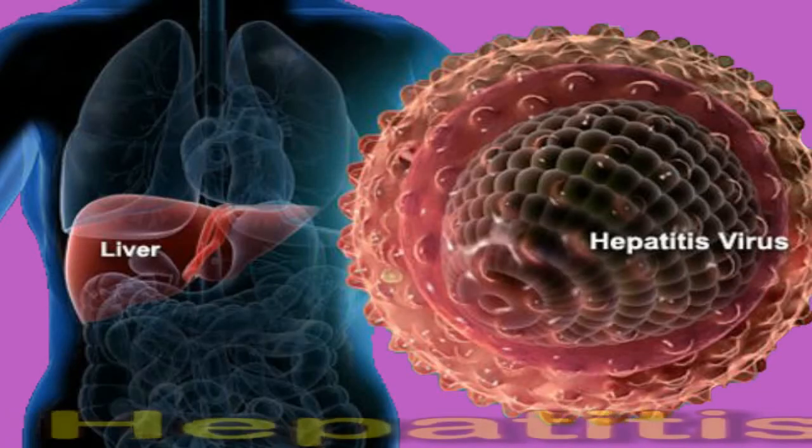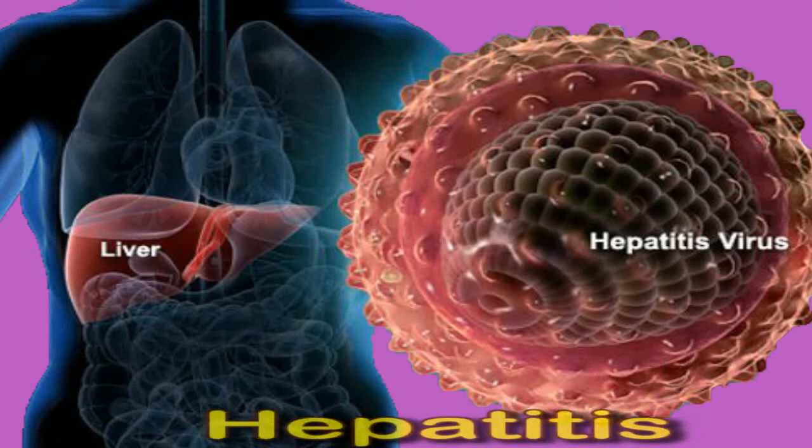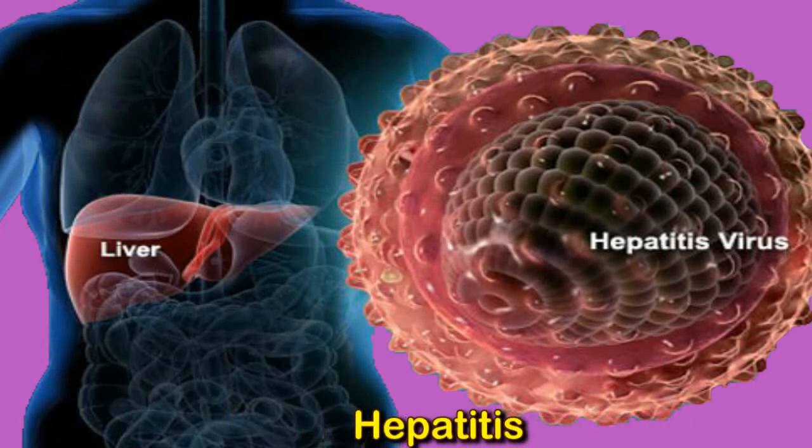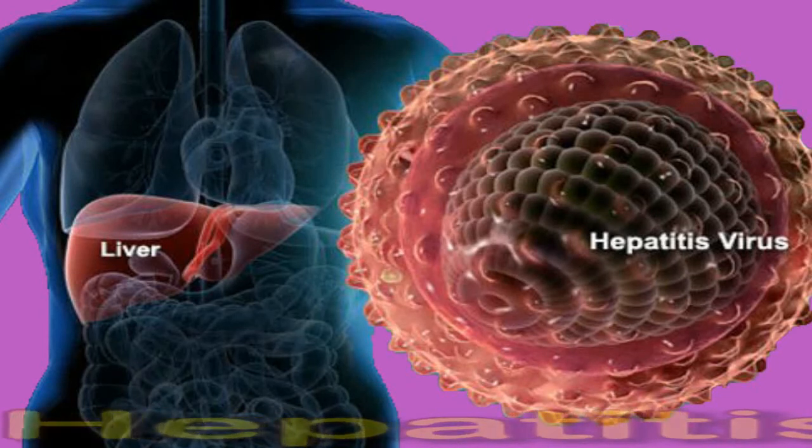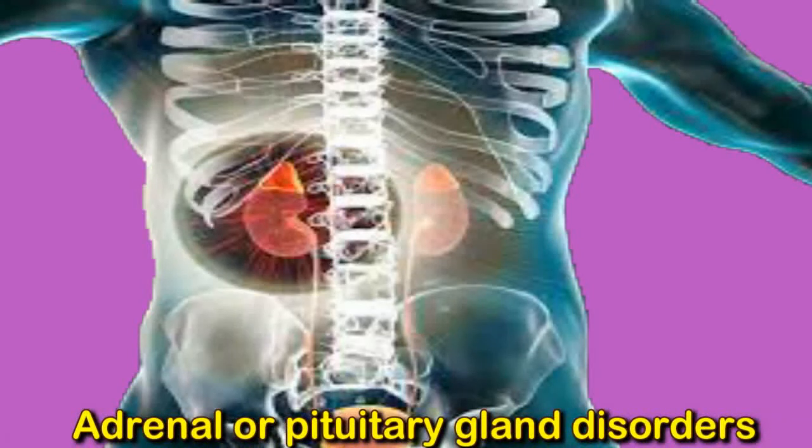Hepatitis. Hepatitis is an inflammatory condition that affects the liver. Having hepatitis can prevent the liver from working properly. If the liver cannot produce or release enough glucose, this can cause problems with blood sugar levels and lead to hypoglycemia. Adrenal or pituitary gland disorders. Problems with the pituitary gland or adrenal glands can cause hypoglycemia because these parts of the body affect the hormones that control glucose production.